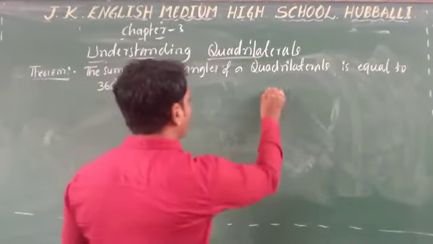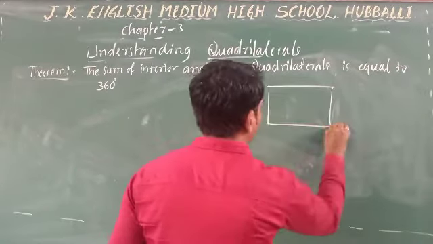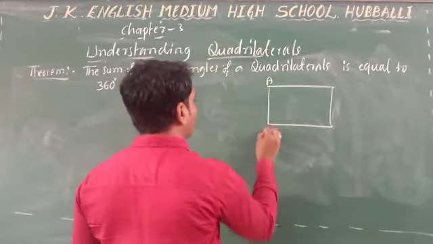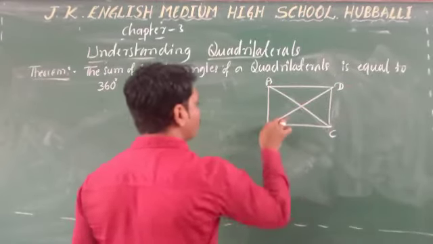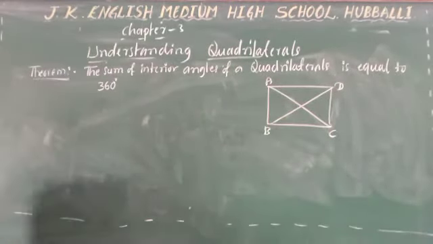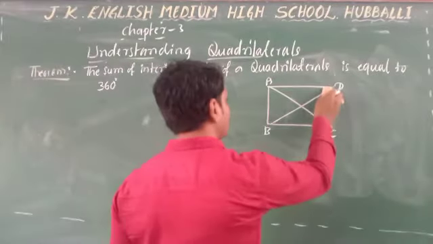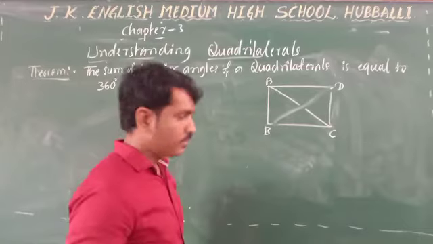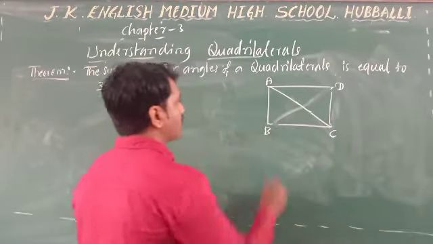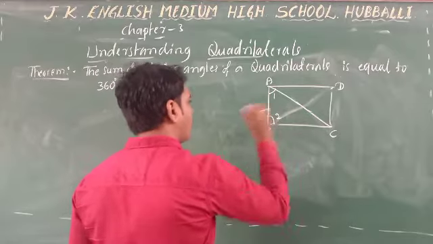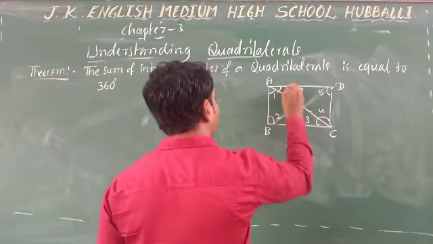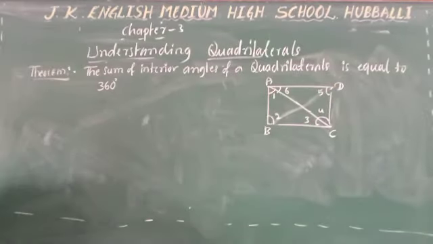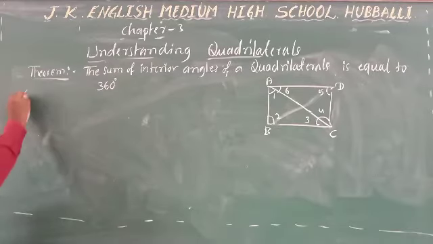So let us take one quadrilateral, that is a convex quadrilateral. We will take one rectangle A, B, C and D. Let us join the diagonal, take only one diagonal, AC. So AC is the diagonal. So angle number 1, angle number 2, 3, 4, this is 5 and that is 6. So how to prove this? First one, given.